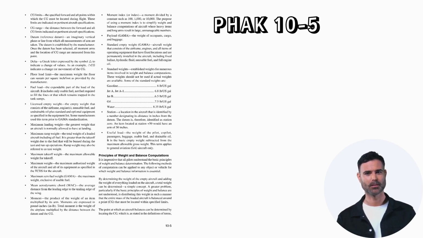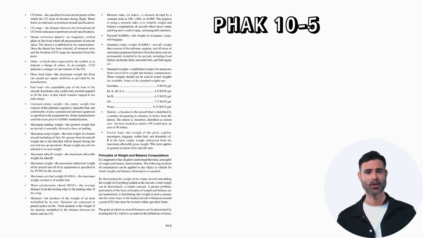Payload, GAMA, the weight of occupants, cargo, and baggage. Standard empty weight, GAMA, aircraft weight that consists of the airframe, engines, and all items of operating equipment that have fixed locations and are permanently installed in the aircraft, including fixed ballast, hydraulic fluid, unusable fuel, and full engine oil. Standard weights, established weights for numerous items involved in weight and balance computations. These weights should not be used if actual weights are available.